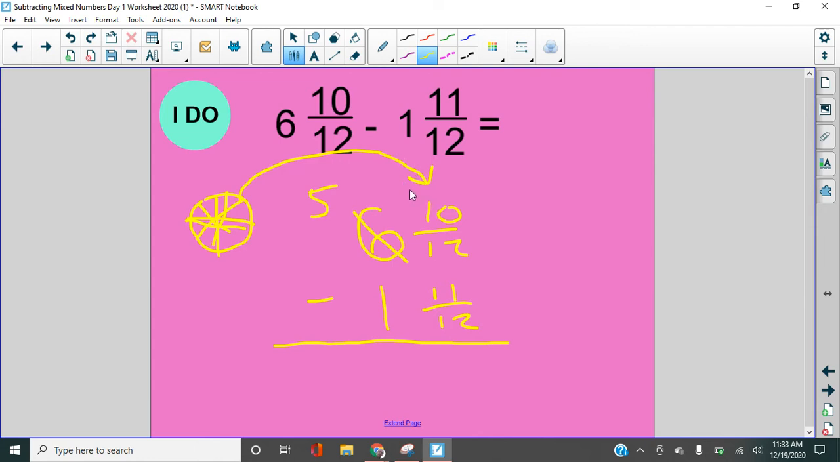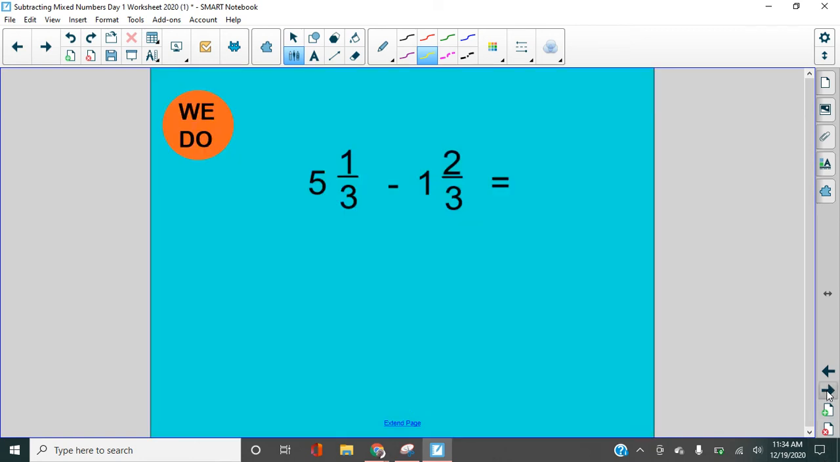Now, I'll tell you the secret about how to know what number you have on top here. But right now, I just want you to understand why. This is going to be 22 twelfths now. I had 10, and then I added 12 more twelfths. So now I can do this. 22 minus 11 equals 11. Keep the denominators the same. 5 minus 1 equals 4. 4 and 11/12. Okay? All right, let's do another one.